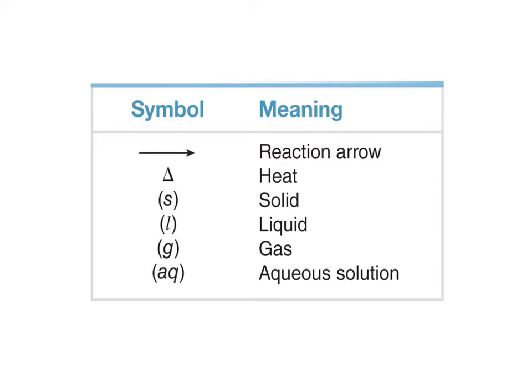When we write reactions, our symbols are pretty standard. An arrow, of course, says a reaction is occurring. We use a little capital delta sign, a little triangle, to show heat. And then we will put after each compound an indication to say what state it's in: solid, liquid, gas, or aqueous, meaning it's dissolved in water.